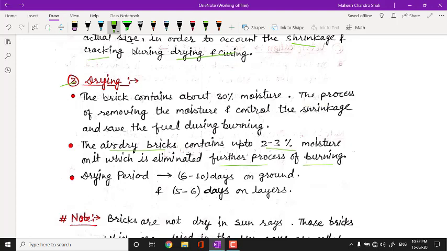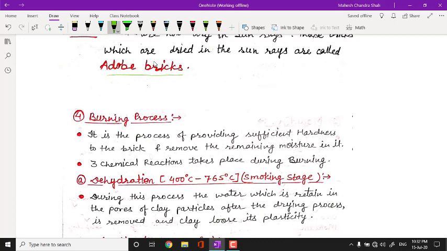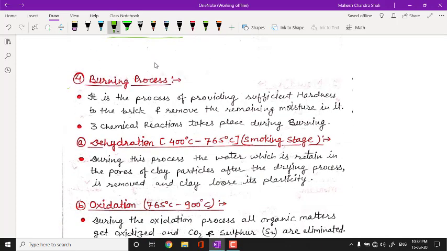The drying period is around 6 to 10 days on ground and 5 to 6 days if it is put in layers. There is a note: bricks are not dried in sun rays. Those bricks which are dried in sun rays are called adobe bricks. So it is not dried in direct sun, it is put in some shade. After that, the process is the burning process.